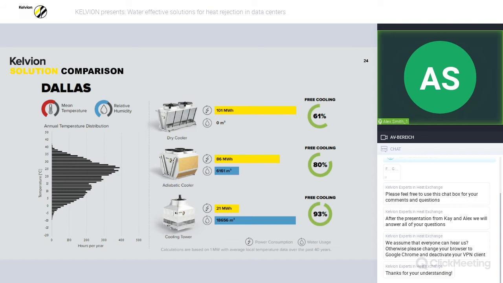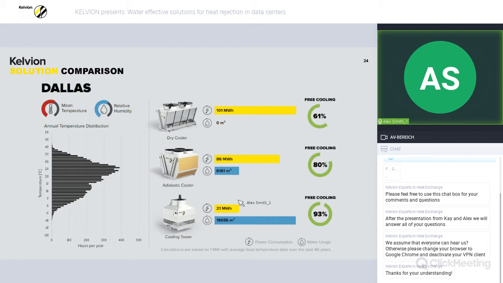In Dallas, Dallas experiences temperatures which far exceed the fluid temperatures we're talking about. Dallas has a peak of around 43 degrees Celsius and a relatively humid climate. So in this particular case, compression cooling is very likely to be required. We can see that an adiabatic solution offers a 19% increase in free cooling hours, but only a 15% reduction in power. So from 101 megawatt hours to 86 megawatt hours.